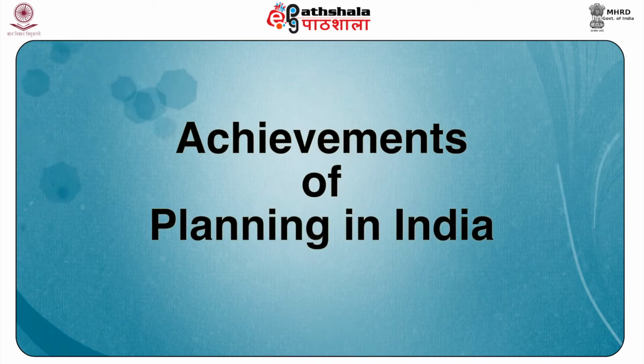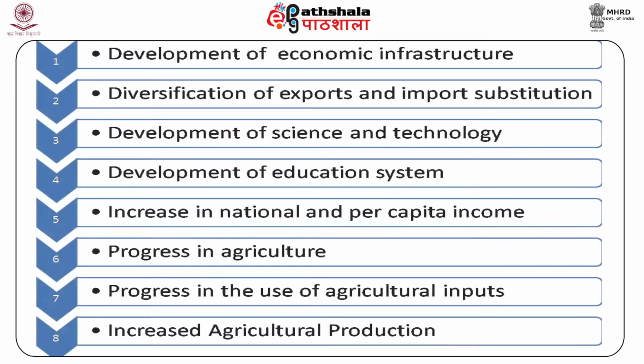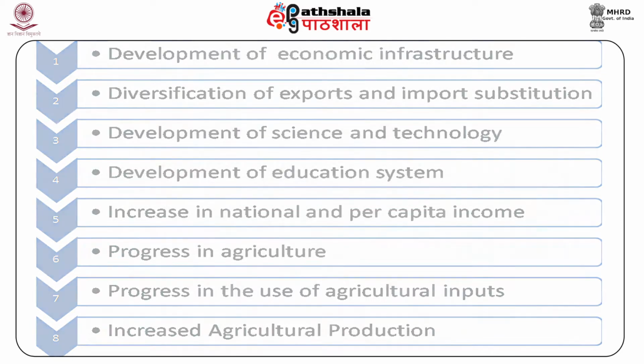Next, we will discuss what are the achievements of planning in India. Development of economic infrastructure, diversification of exports and import substitution, development of science and technology, development of education system, increase in national and per capita income, progress in agriculture, progress in the use of agricultural inputs, increased agricultural production.